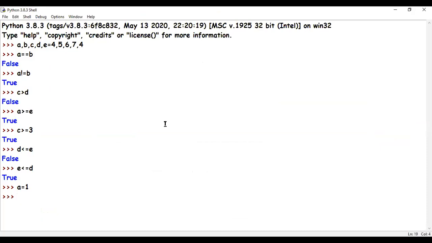Then I say B plus equals to A. Okay, what is the value of A? Remember in your mind, it's 1. What's the value of B? It's 5. When I say plus equals to A, it actually means one.